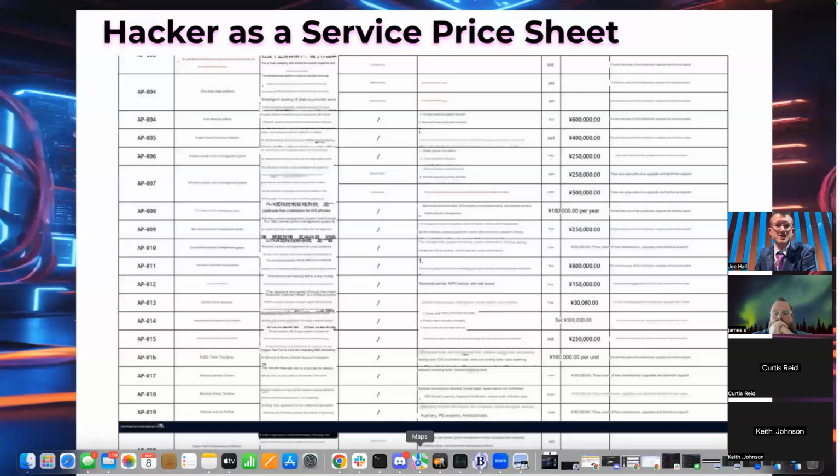This is their hacker-as-a-service price sheet for somebody who wants to utilize their services. These are various exploits that go all the way from network hardware exploits into cell phone network exploits. They've got backdoors into all sorts of things, and this is a very powerful APT. I think they need to be their own APT group.